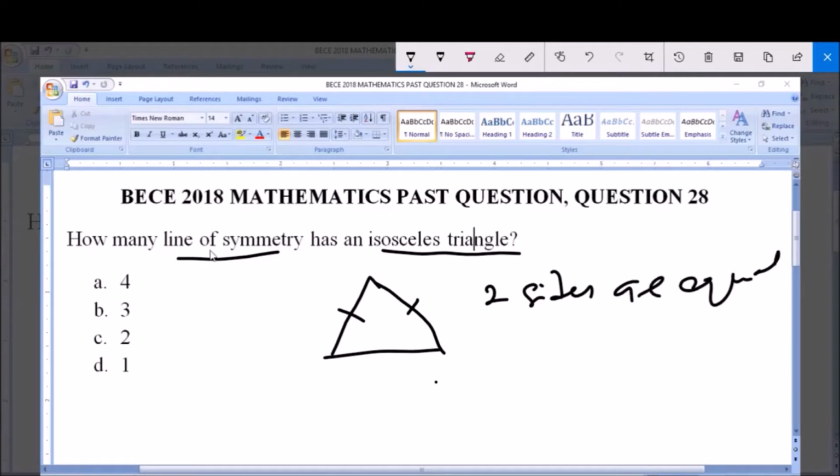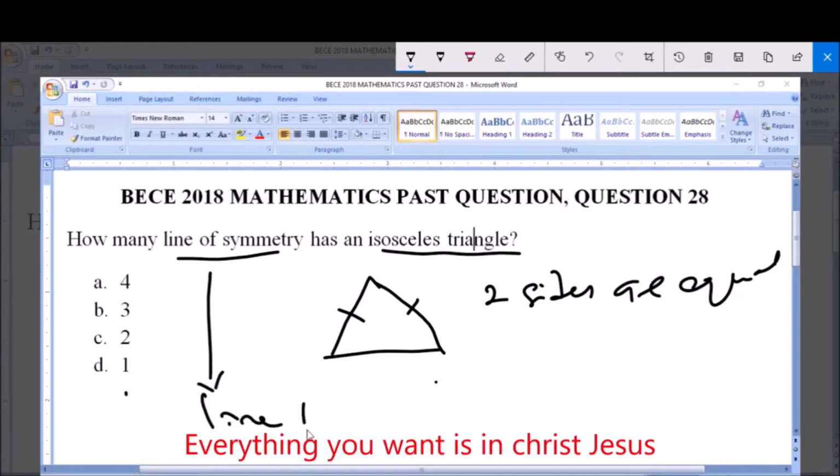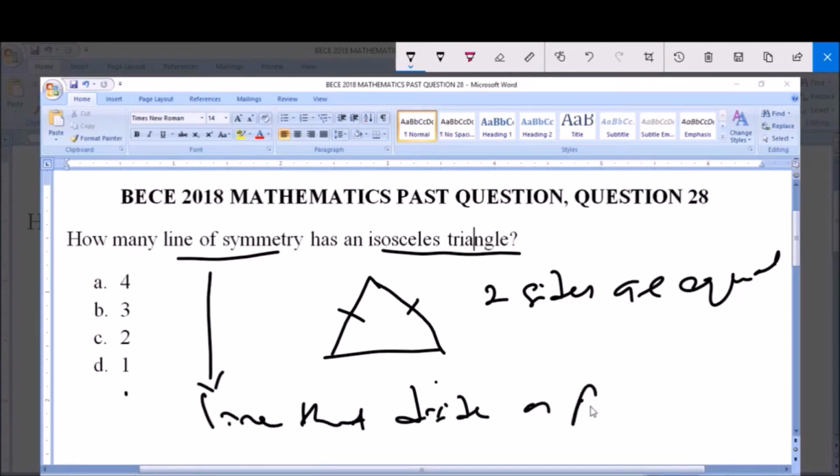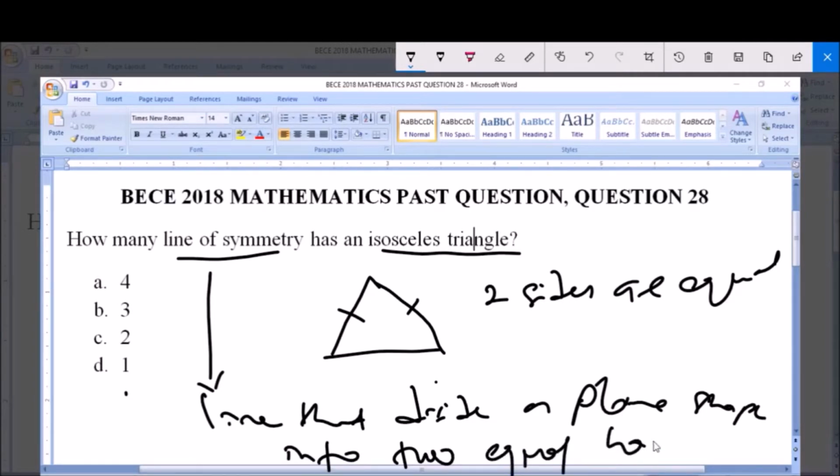Now, line of symmetry is just simply the line that divides a plane shape into two equal halves. That is line of symmetry. Now, for an isosceles triangle which has two sides equal, you can only have one line of symmetry that divides it into two equal halves, because line of symmetry is a line that divides it into two equal halves.